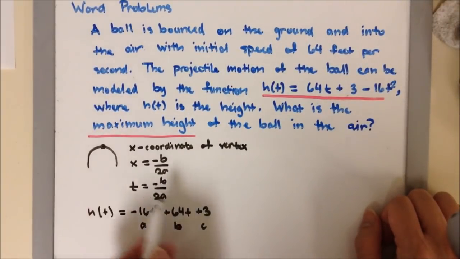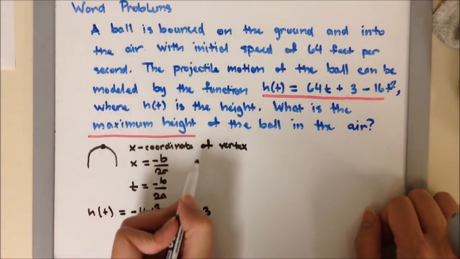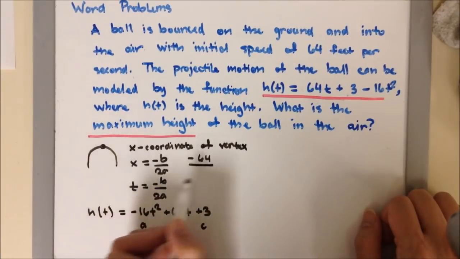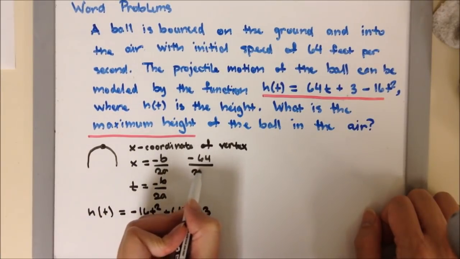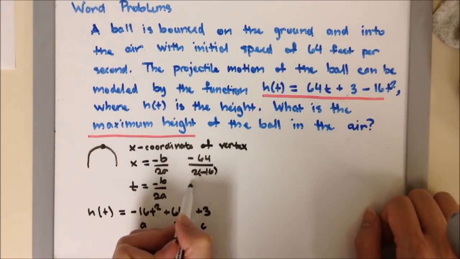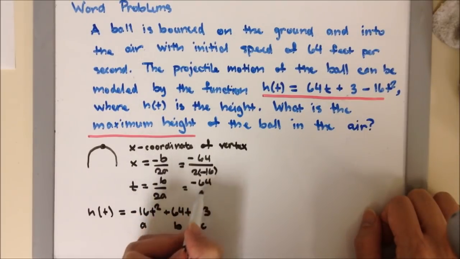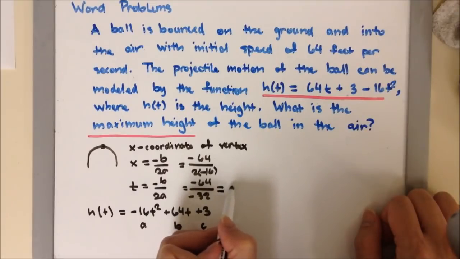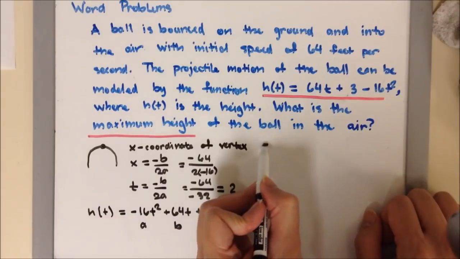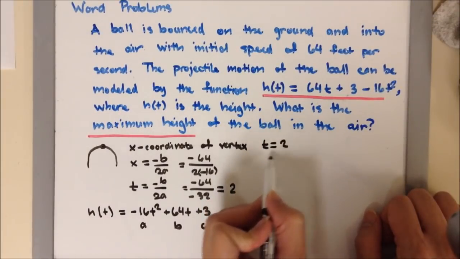From there, I'm going to plug it in. It's going to be negative 64 over my 2a, which is 2 times negative 16. So it'll be negative 64 divided by negative 32. Well, negative 64 divided by negative 32 is positive 2. So my t will equal 2.